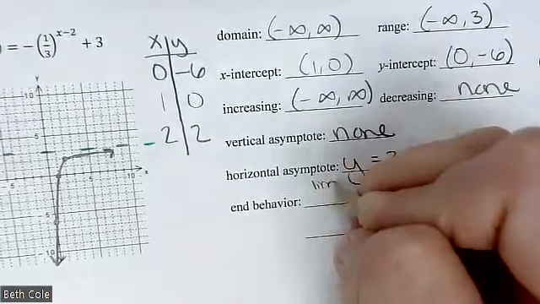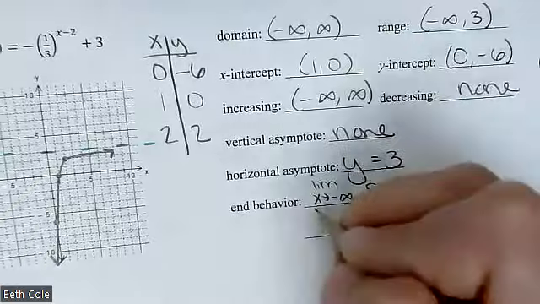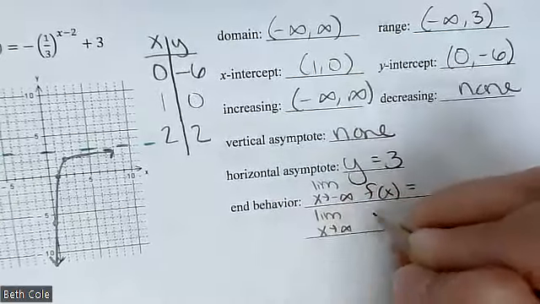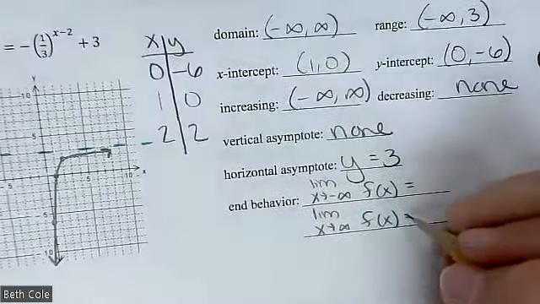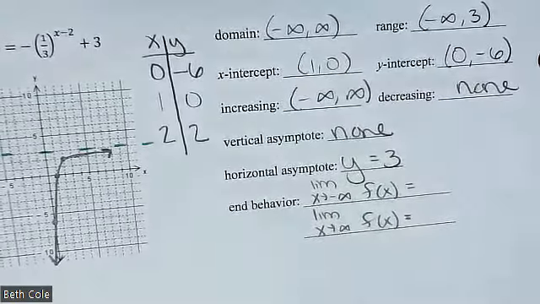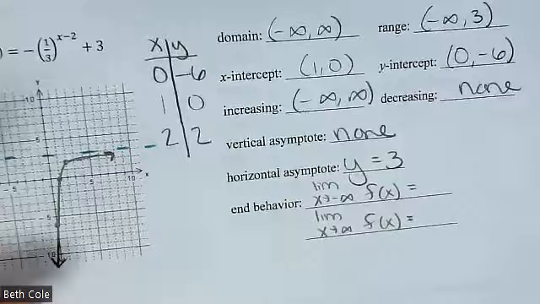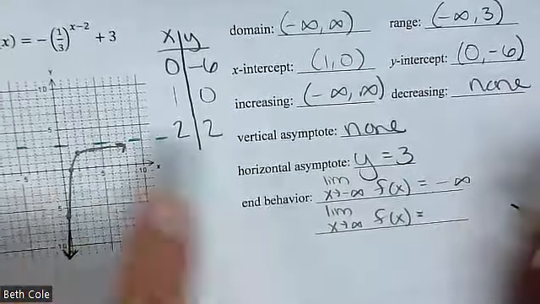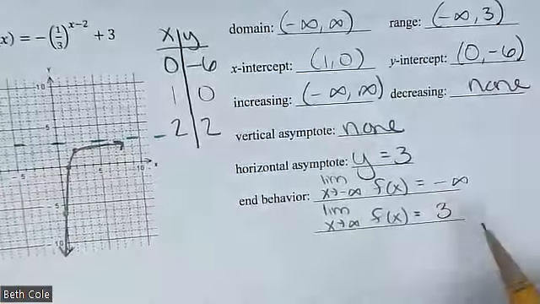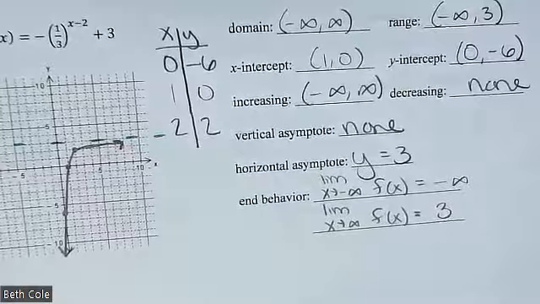And then set up your end behaviors. And again, one of them will go towards the asymptote. One of them will go either up or down. So where is the left arrow going? Negative infinity, and the right arrow 3. So one of them will be a number, it'll be the asymptote, and then the other one will either be positive or negative infinity.